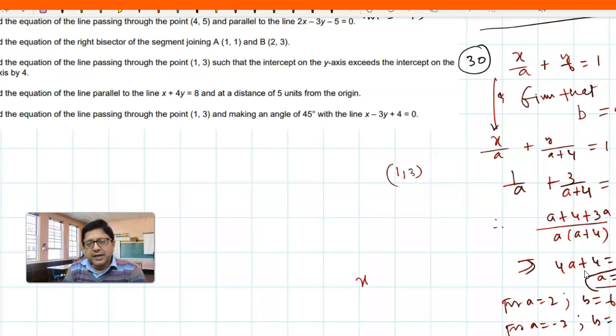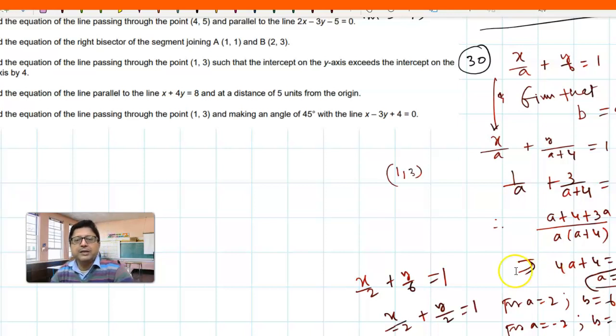So two lines are there: x by 2 plus y by 6 equals 1, and x by minus 2 plus y by 2 equals 1. Then find the equation of the line parallel to this at a distance 5 from the origin.